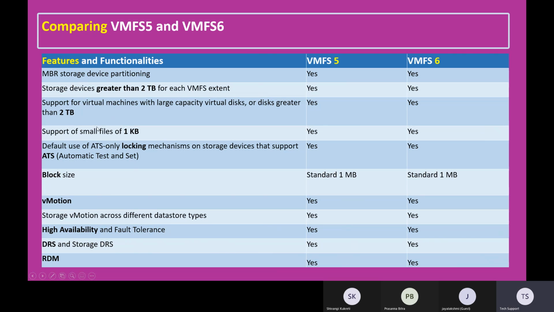And for the support of small files, a 1 KB file we can also store in VMFS 5 and VMFS 6. And the default use of the ATS only locking mechanism on storage devices. Even for our storage devices, virtual machine disk, if you want to set any locking mechanism at our VMFS level, by default the locking mechanism is enabled. That is the ATS only locking mechanism. ATS full form is automatic test and set. So it's a default locking mechanism.